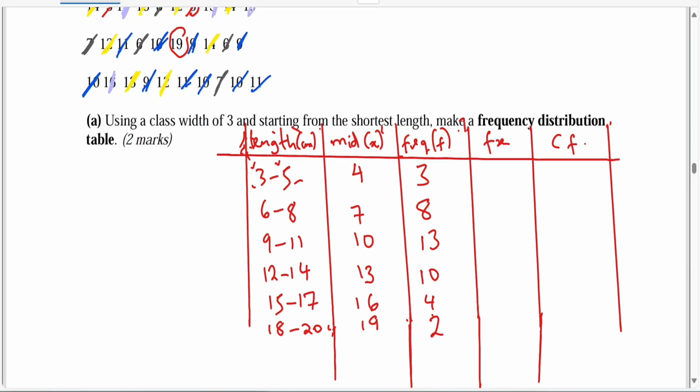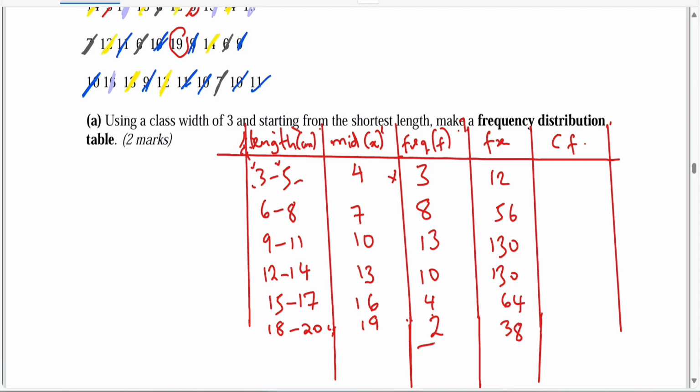Okay, so sasa hii tufanye fx, yani your midpoint times your frequency. So 4 times 3 ni 12, 7 times 8 ni 56, 13 times 10 ni 130, 10 times 13 ni 130, 16 times 4 ni around 64. Okay, and 19 times 2 is 38.